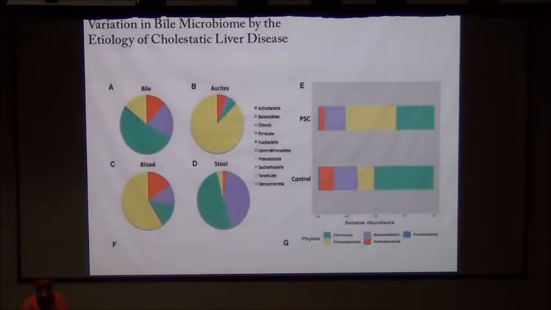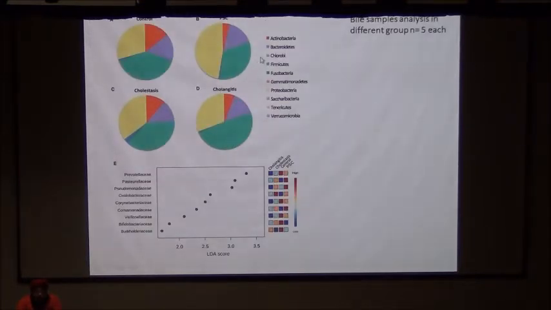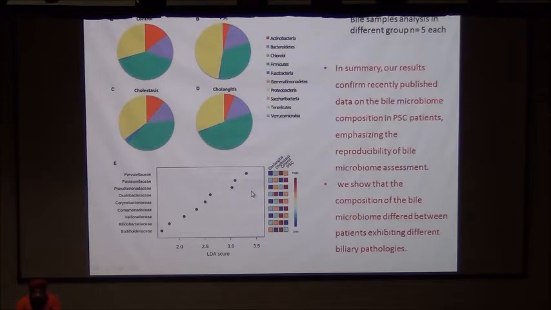There's another paper which compared the bile to ascites, blood and stool, and they did bacterial identification in the bile, ascites, blood and stool in PSC patients, and then compared it to the control. They said that when PSC is compared to cholestasis or cholangitis, these are the bacteria which were significantly different. In summary, they confirmed that the published data on bile microbiome composition in PSC patients emphasizes the reproducibility of the bile microbiome, and they show that the composition of the microbiome differs between patients exhibiting different biliary pathologies.